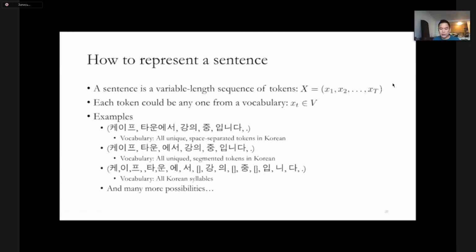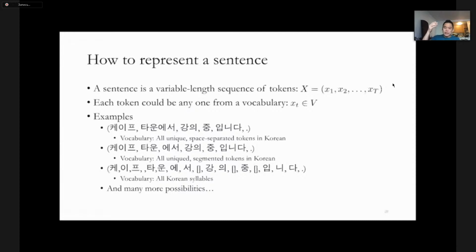Second line says that it is going to be a sequence of unique and segmented tokens that goes beyond the separation by the blank spaces. And then the third one says that it's simply going to be a sequence of syllables, including the blank spaces as well.